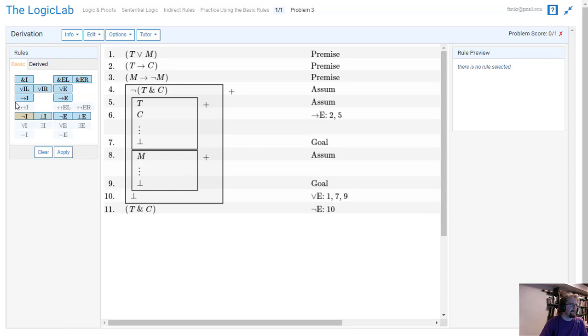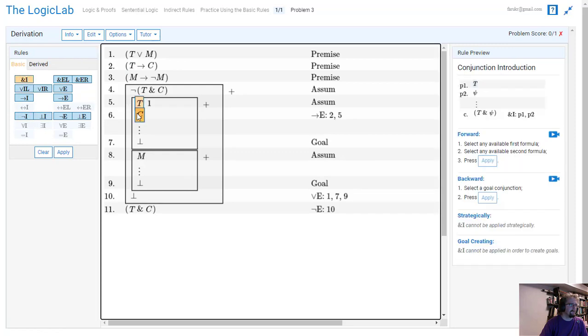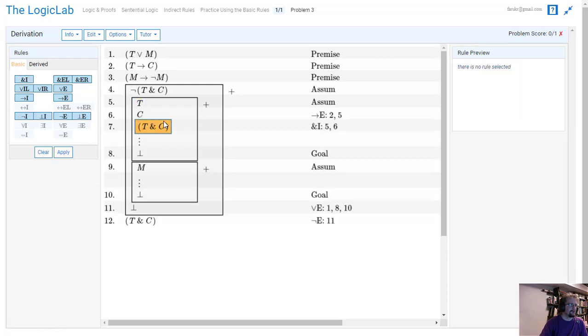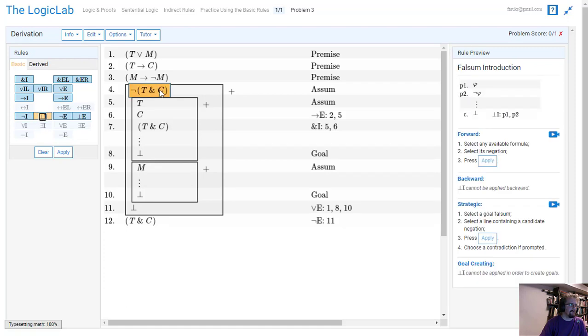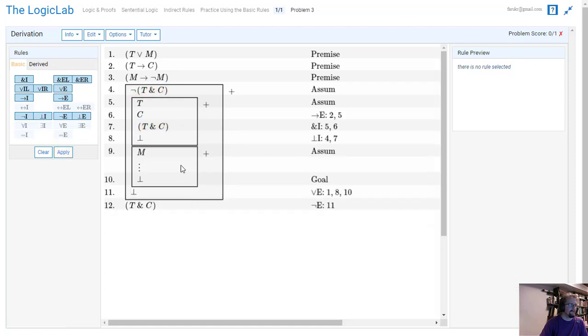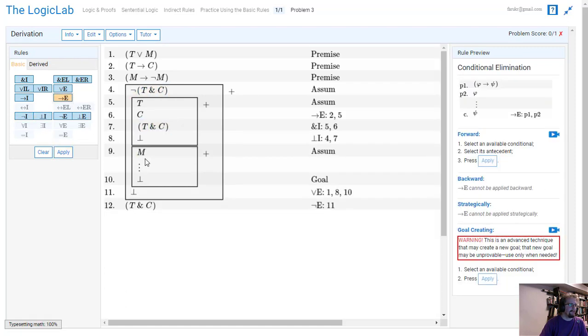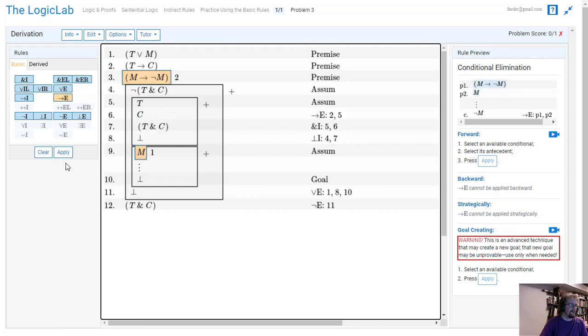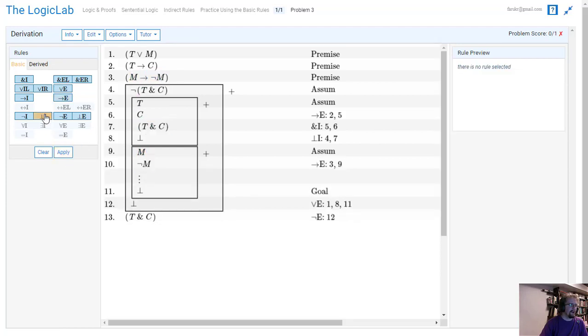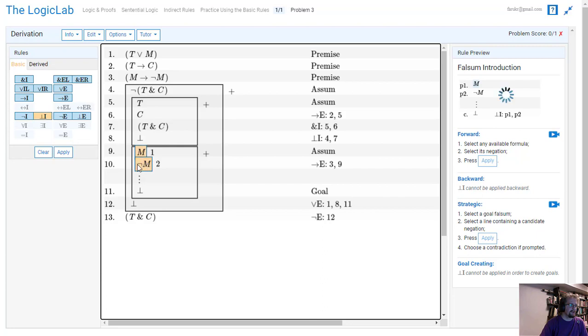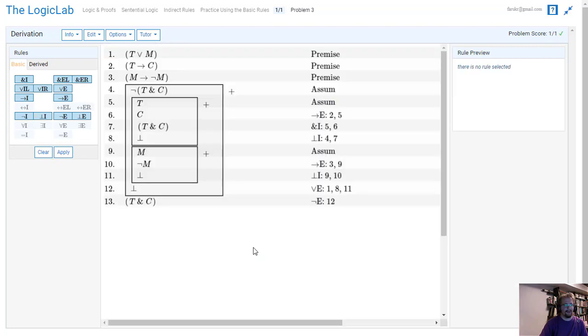Then I can do conjunction introduction, that gives me P and C, and there's my falsum. That's the first one. And then we have conditional elimination, lines 9 and 3. That gives me the not, and falsum introduction, lines 9 and 10, and there's the whole problem.